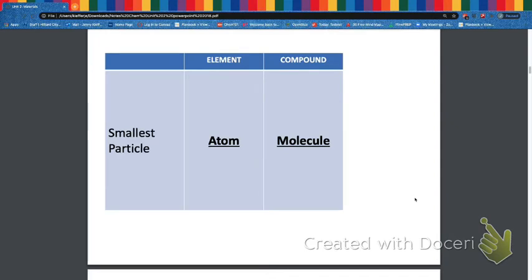Like Travis said, the smallest particle of an element is an atom. The smallest piece of matter that you can have that's still an element. The smallest particle of matter that you can have that is still a compound is called a molecule.